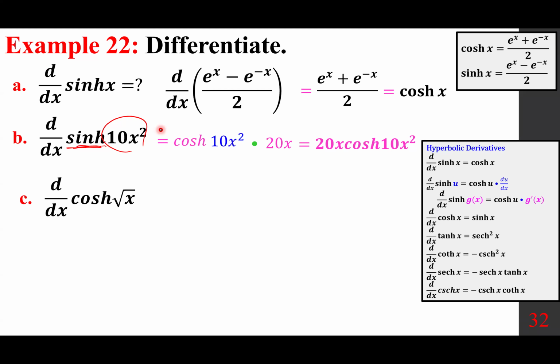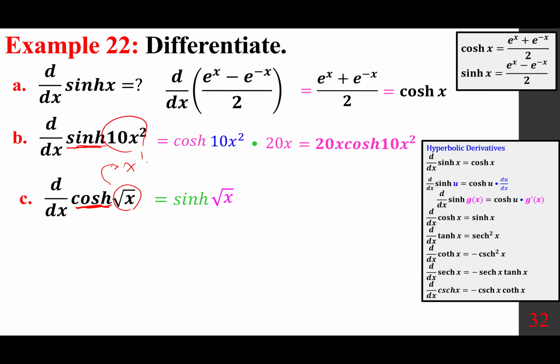What about the derivative of cosh? Again, cosh, the derivative is sinh. But you can't just write it without the argument. You must use the same argument. Now, by now, you may know the derivative of square root of x is 1 over 2 square root of x, or just do it as follows.